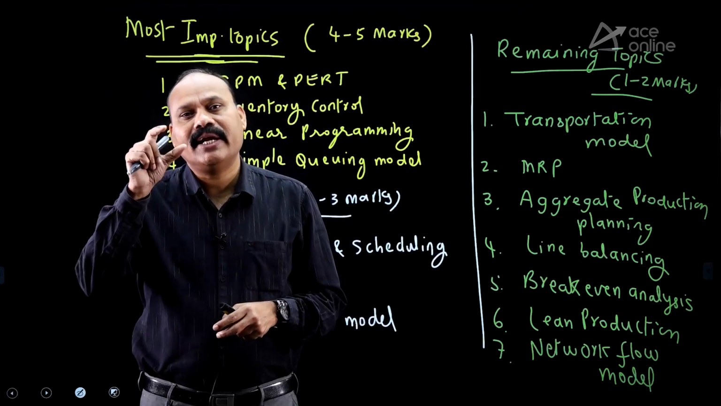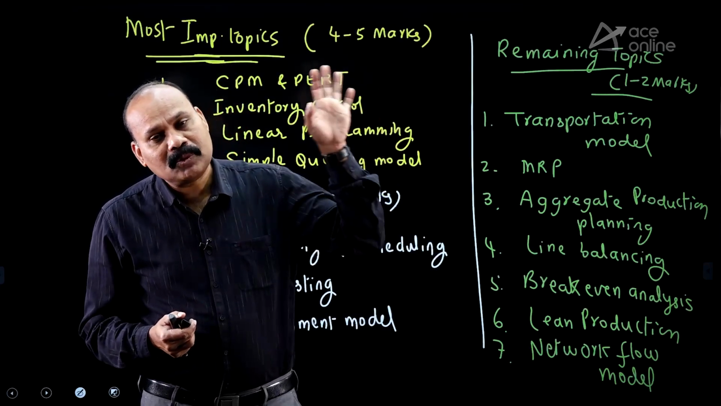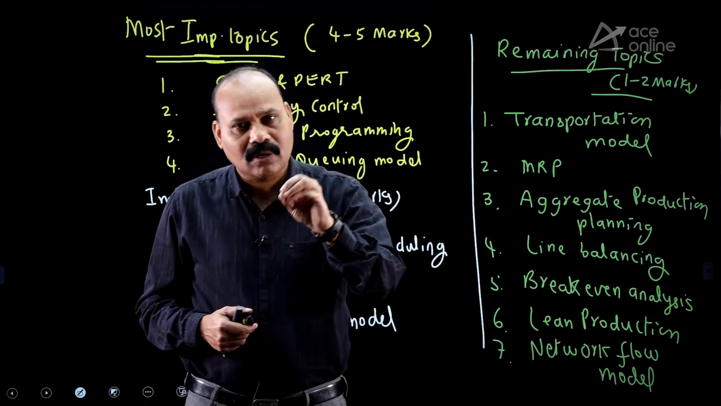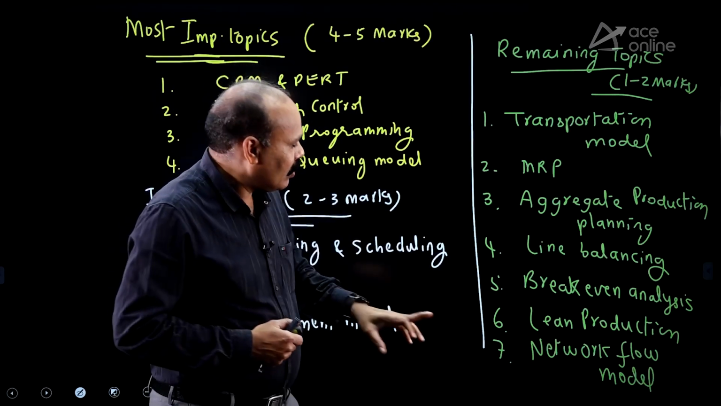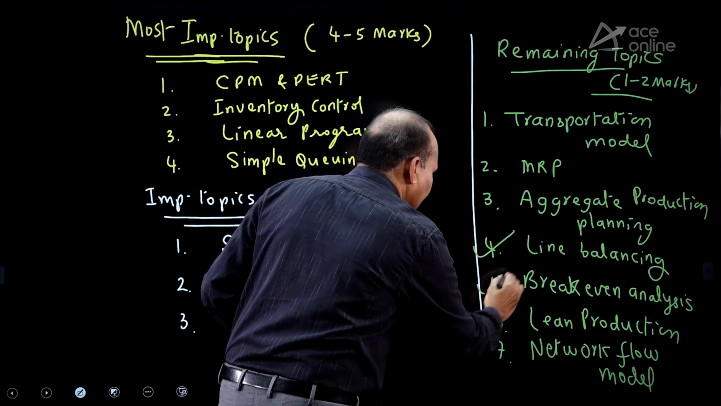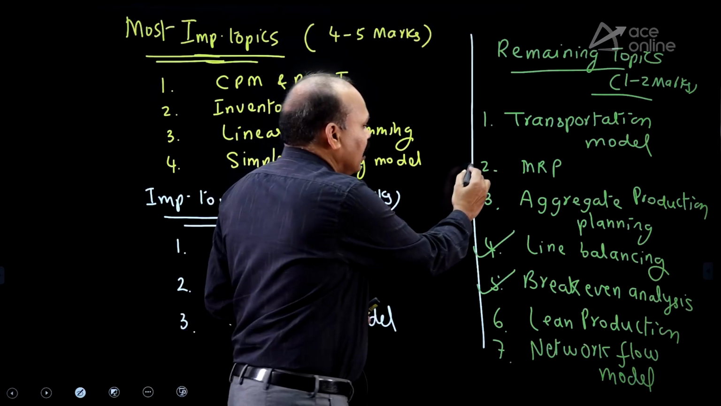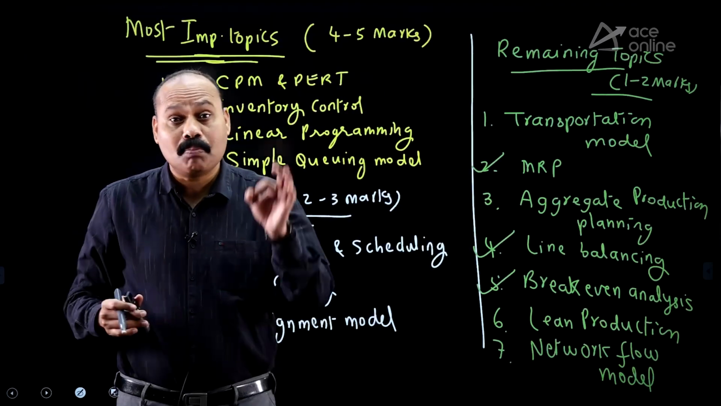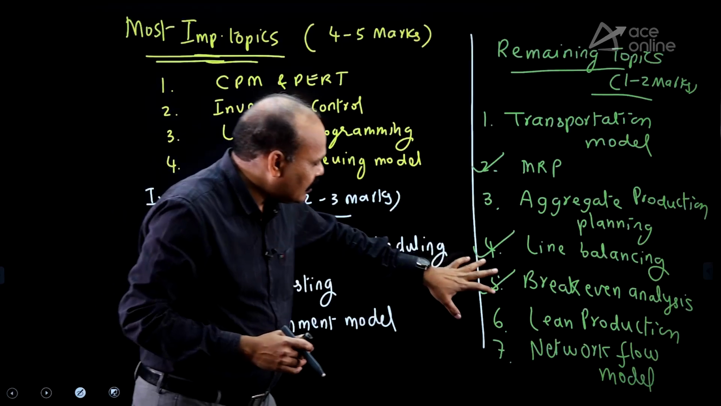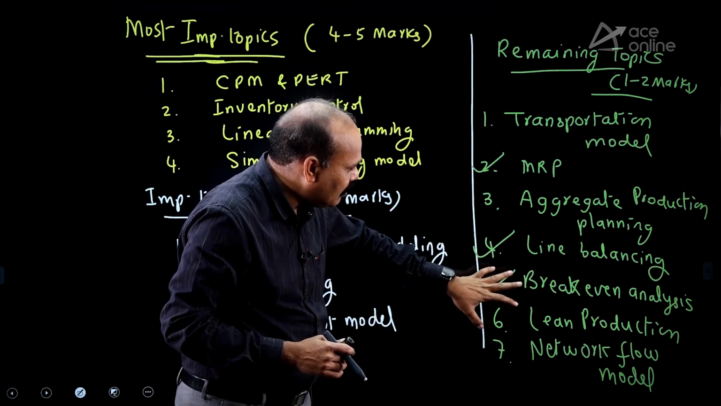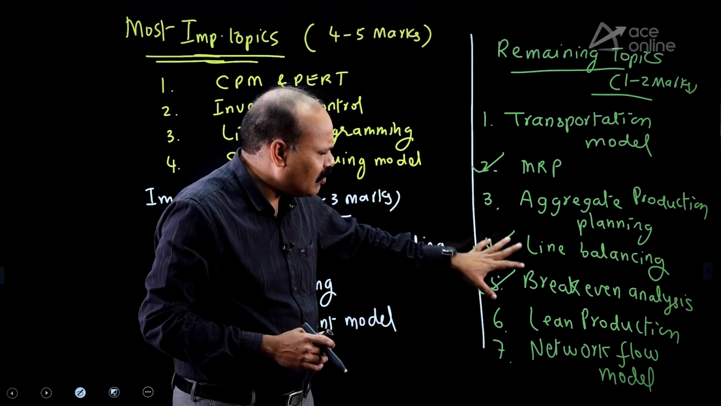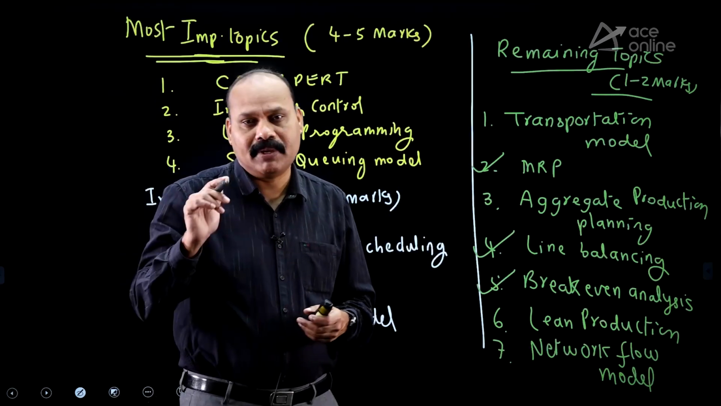I am talking about GATE Mechanical Engineering. Suppose you are looking for GATE PI, you are also opting for PI. These headings, line balancing, break even and MRP, you must and should cover. From the PI point of view, these headings are very important: line balancing, break even and MRP. Break even and line balancing are very important for the PI paper.